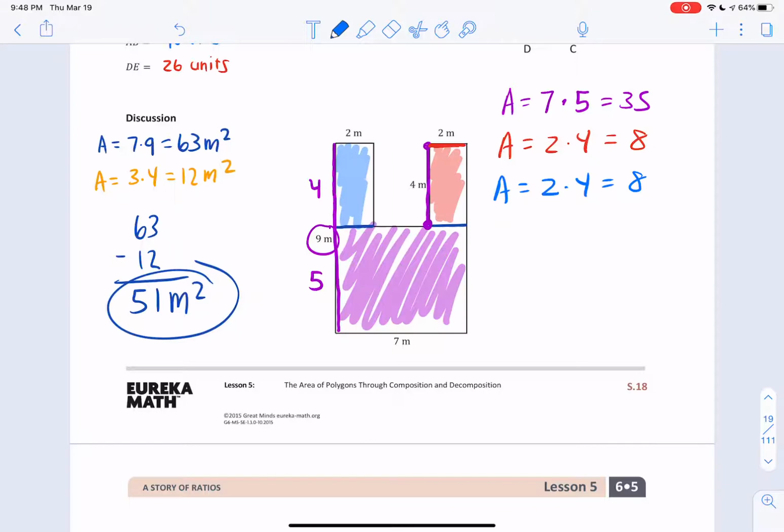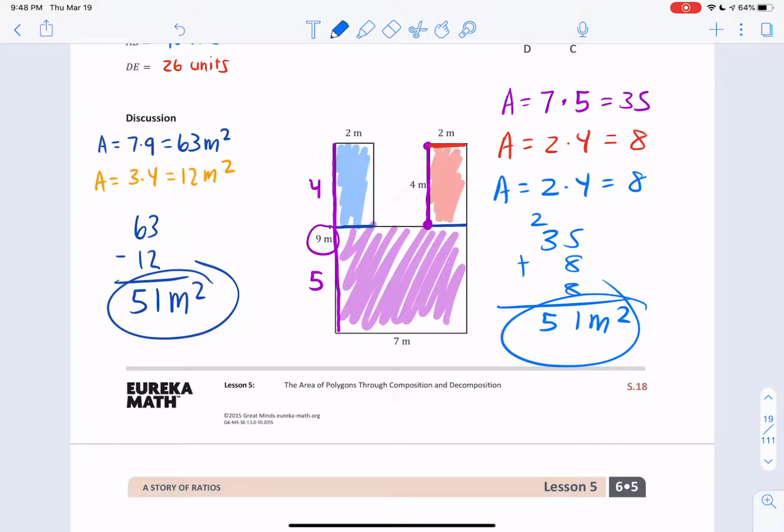Now, if I add these three numbers together, then I get the same exact answer as before. 8 plus 35 is 43, and then 43 plus 8 is 51. I get the same answer.